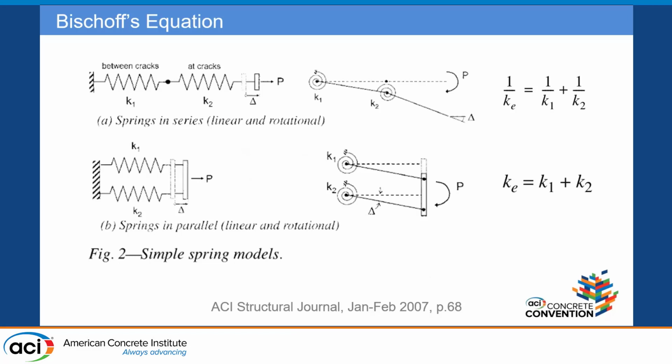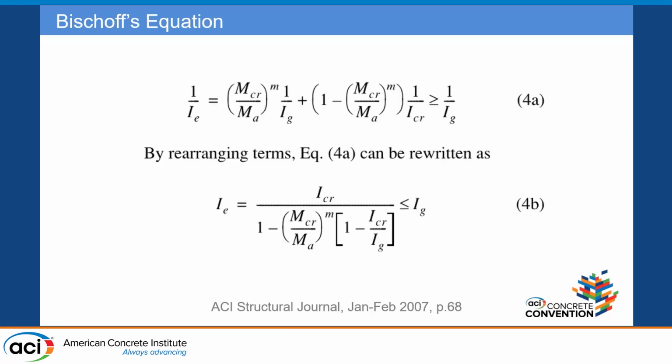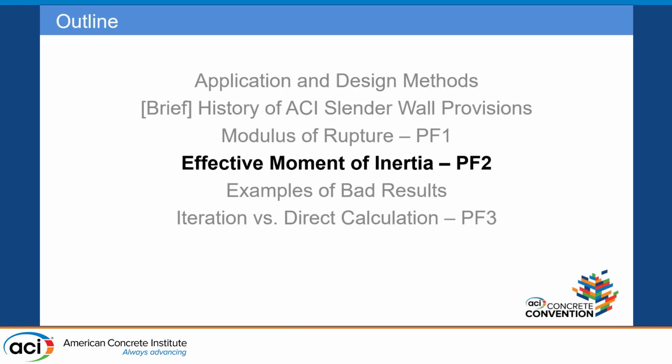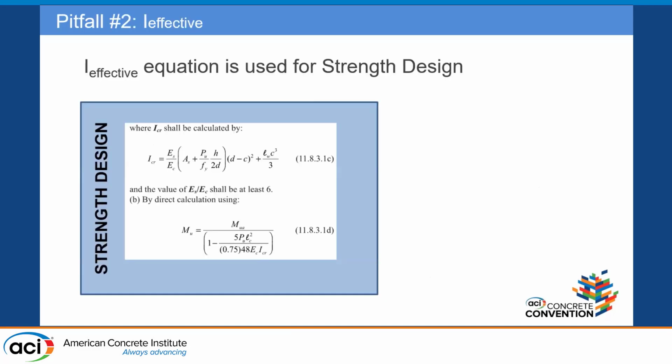And the comparison here with Bishop. So I'm going to skip through that here. So in the midst of all of this, it wasn't until I think the ACI 318-99 up to 318-05 that had the I effective in there.